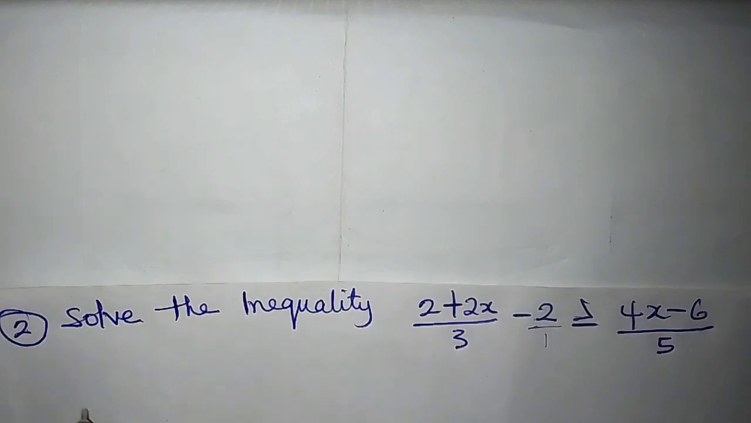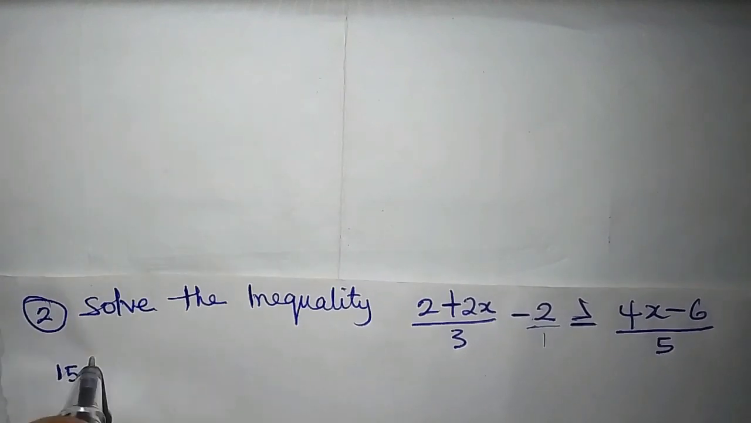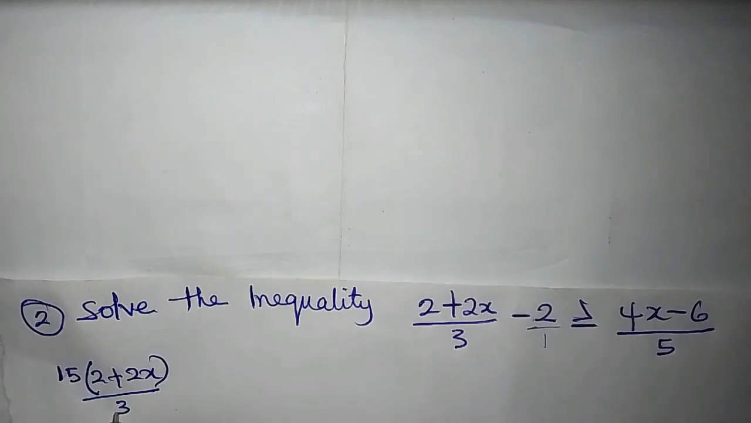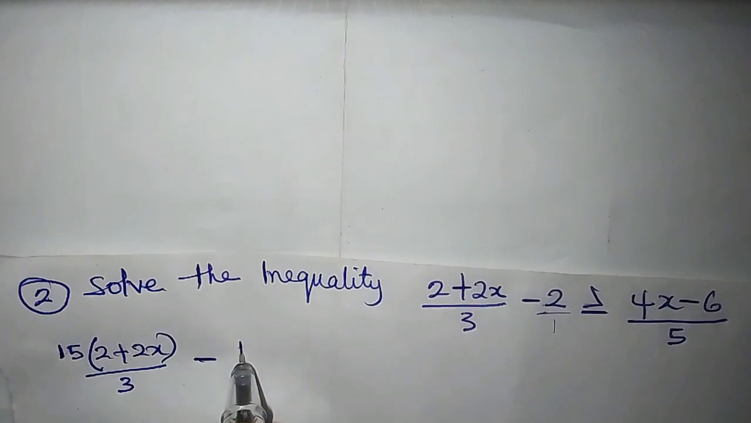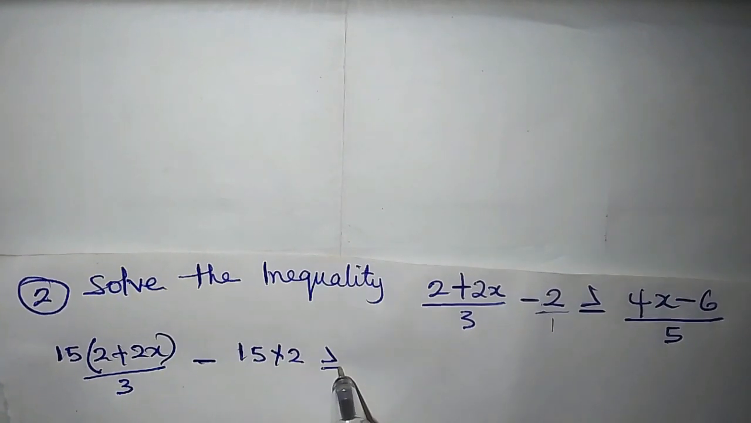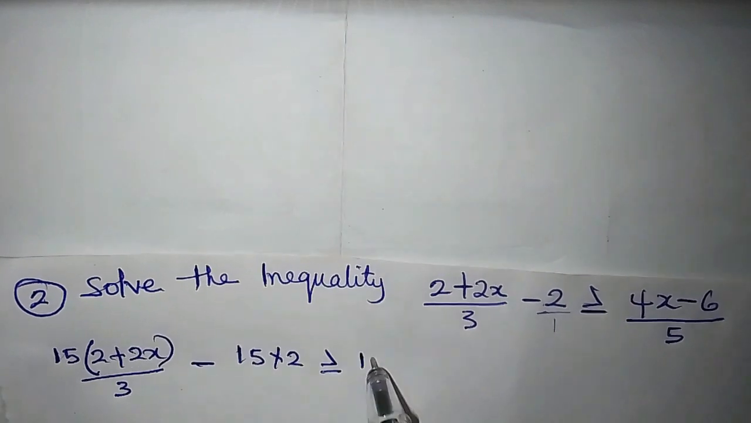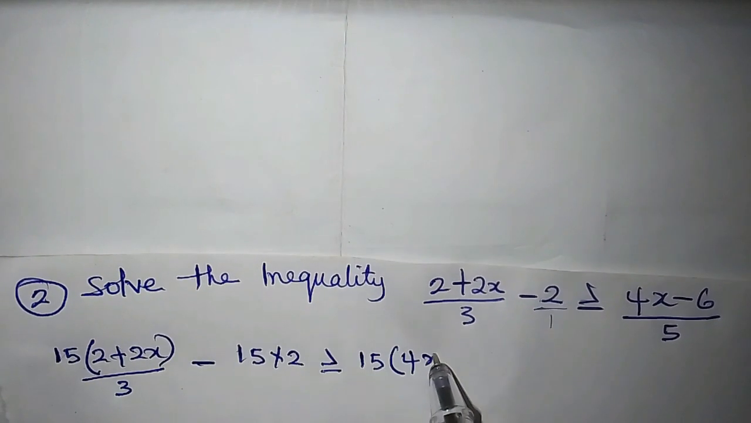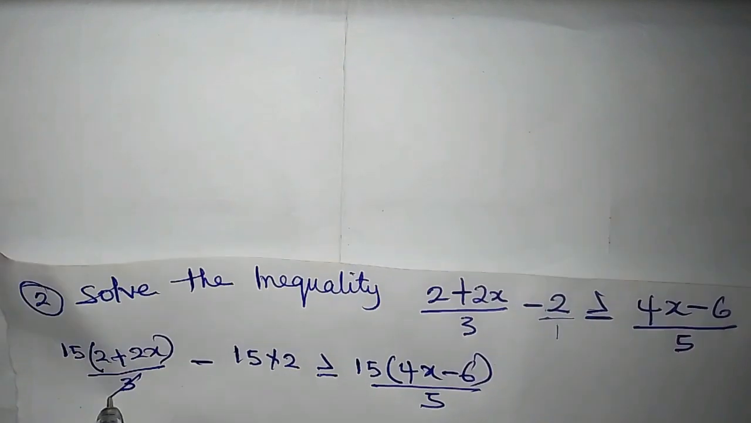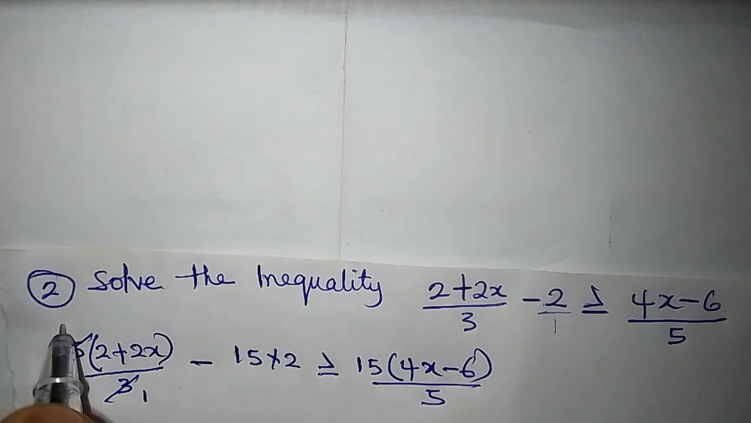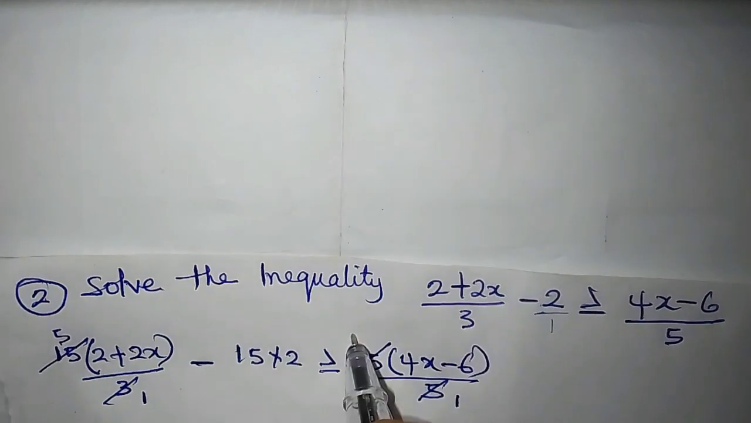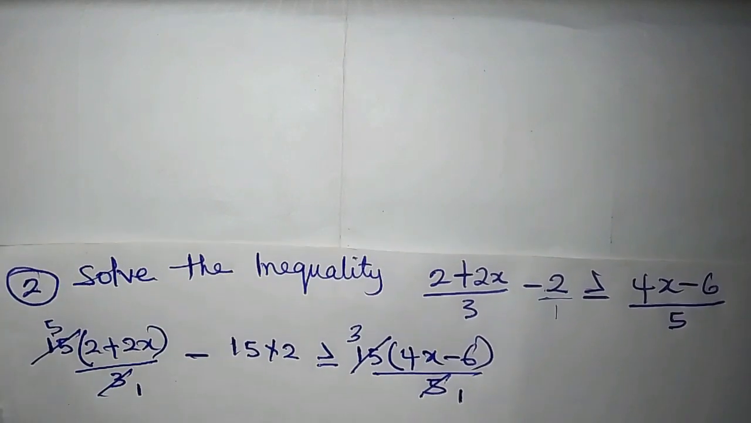This is it. 15 times (2 plus 2x) over 3, minus 15 times 2, greater than or equal to 15 times (4x minus 6) all over 5. 3 here is 1, 3 here is 5. 5 here is 1, 5 here is 3. So let's expand the bracket.